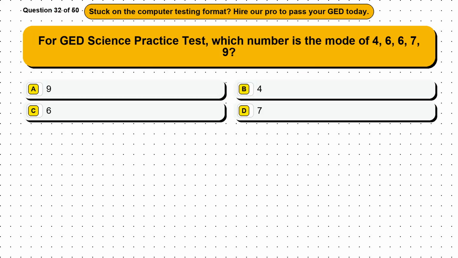Question 32. For GED Science Practice Test, which number is the mode of 4, 6, 6, 7, 9? Option A 9. Option B 4. Option C 6. Option D 7.